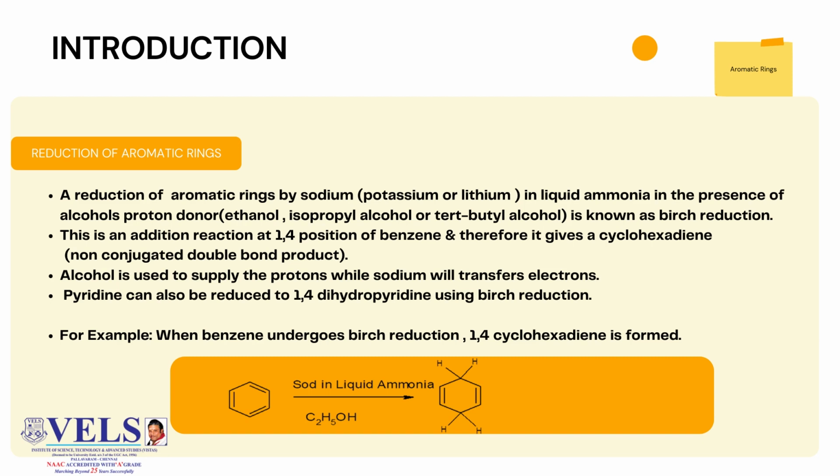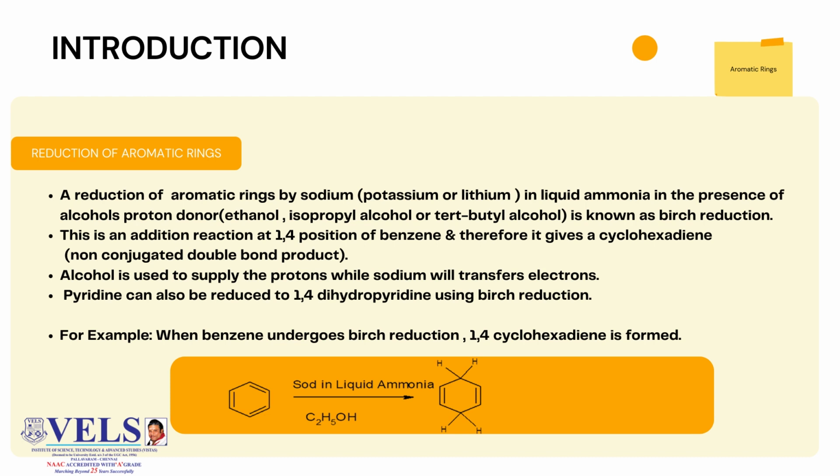Coming to the introduction of Birch reduction, it is a reduction of aromatic rings, which is done in the presence of sodium or potassium or lithium dissolved in liquid ammonia, and also in the presence of an alcohol which acts as a proton donor. Examples of alcohols that can be used are ethanol, isopropyl alcohol, or tertiary butyl alcohol. This process is called Birch reduction.